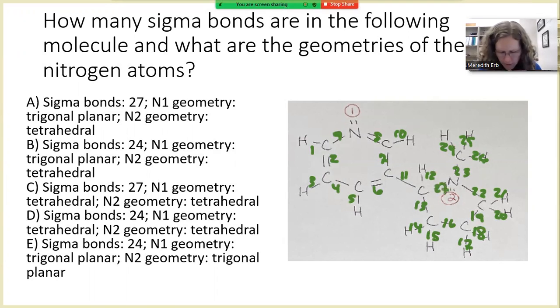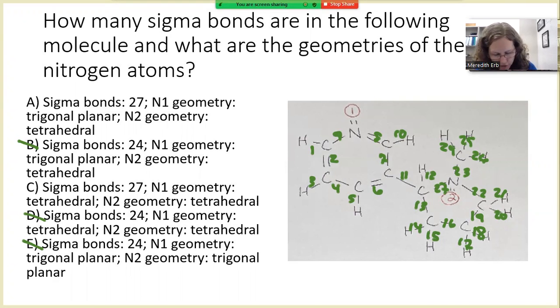There's 27 right there. All right, so 27 sigma bonds. If we look at our answer choices, we can cross a couple off. We can cross off B, E, and D. The reason I'm crossing those off is because they say there's only 24 sigma bonds, and that might have been if you had forgotten that double bonds also have sigma bonds.